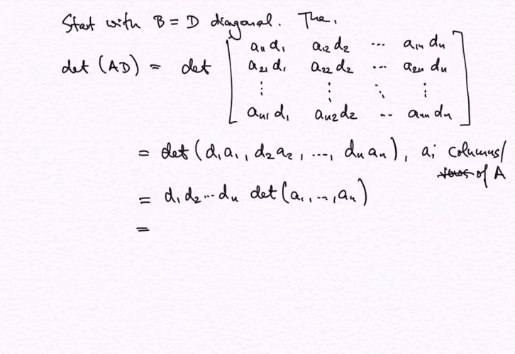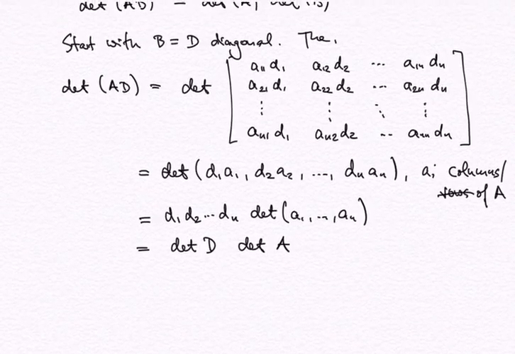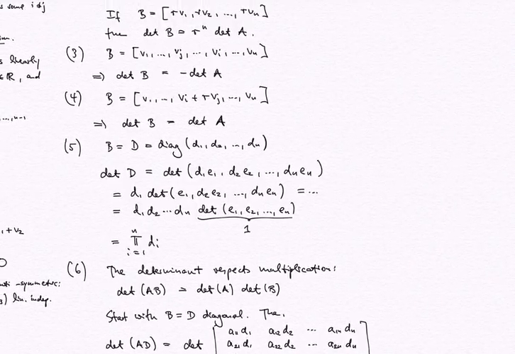So this is the determinant, as we have seen, of the diagonal matrix times the determinant of A. That's in the special case where we have a diagonal matrix for the matrix B here. But of course, we can now use column operations to change any given matrix B into a diagonal matrix D. And we know that column operations, by property 4 here, do not change the determinant.